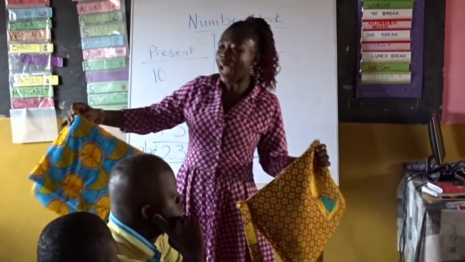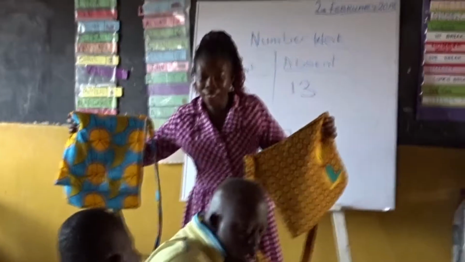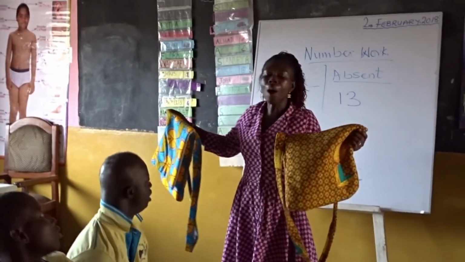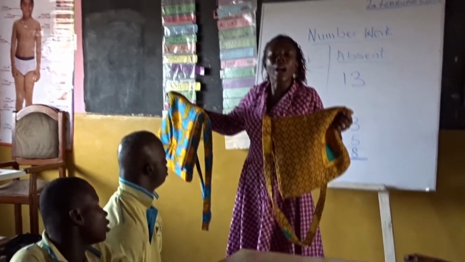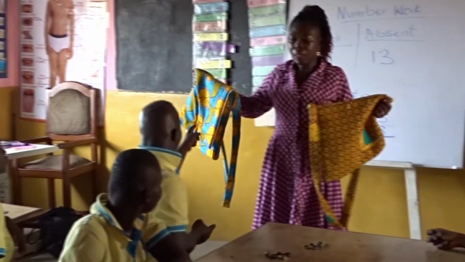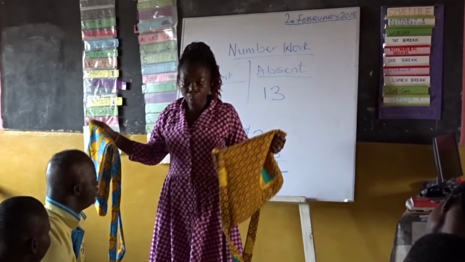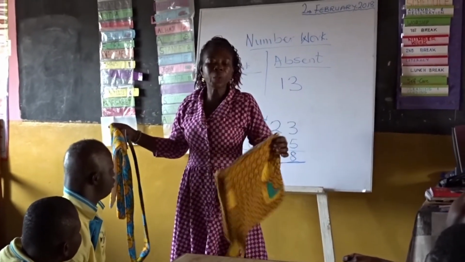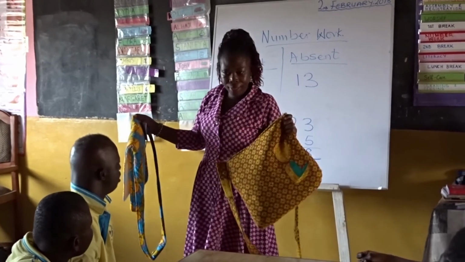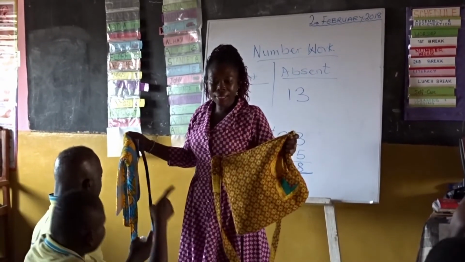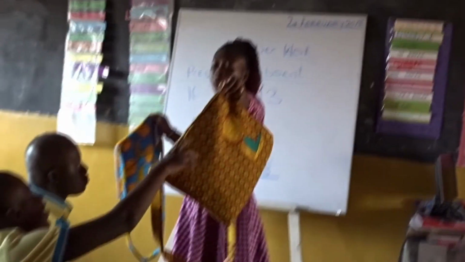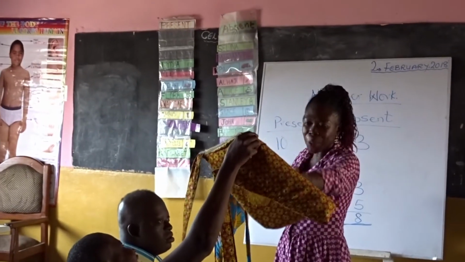23 cedis, and I weigh 35 cedis. Which costs more? Which costs less? Which one is less costly? This one. Okay, this is less costly.